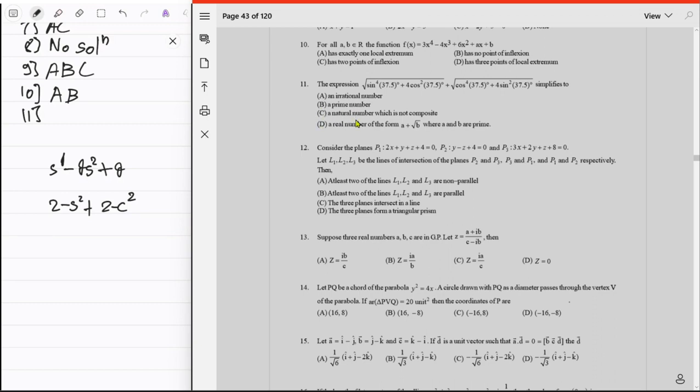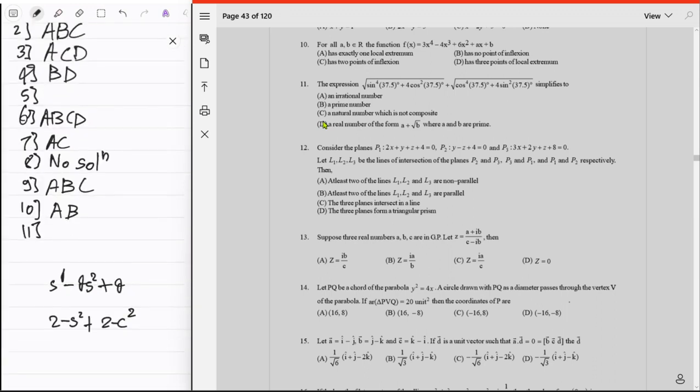So B is correct, C is correct. Real number of the form a plus square root b. Yes, it's a real number, of course, where a and b are prime. Well, b is like 0. So no, b is not prime in that case. So D is not correct in that case. An irrational number, no. So B and C. Next question. 12th.